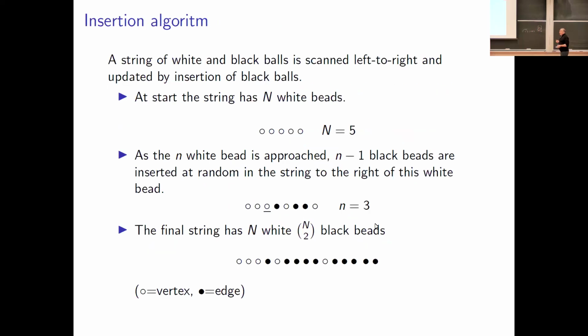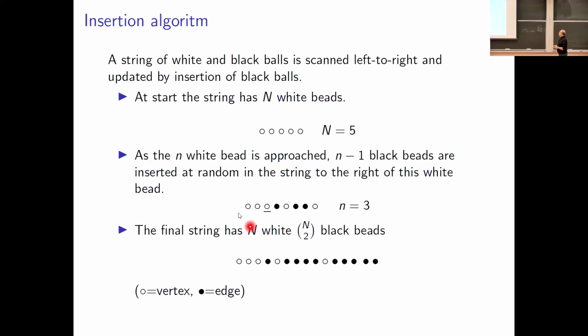On the other hand, you can represent this as a sort of insertion algorithm to construct the thing using a slightly different principle. It is the following. This example is with n equals 5. You start with 5 white bits in a row, and you scan the string left to right and update the string. So you look at the first bit, it's white, and there is nothing to add. Then you look at the second, and when you look at the second, you take a black bit and insert it in the string to the right.